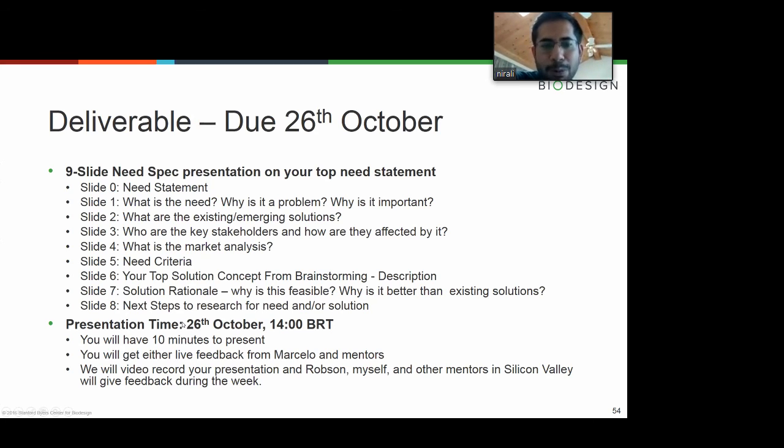And then lastly, we want to see what you think are the next steps. Either to research the need, maybe you want to do more need validation, and the solution. What do you have to do next for the solution? And that's going to probably involve some kind of prototyping, but that's for the next step. So we just want to have a summary of what you think the next steps are.